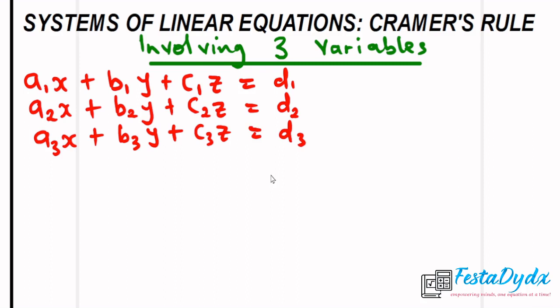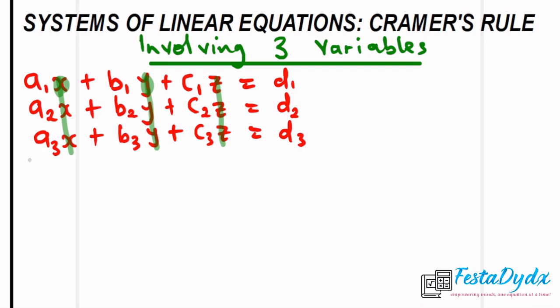So just like what we did in our last video, we are going to express this in matrix form. That's the next thing we have to do. For me to express this in matrix form, I'm going to be bringing out the coefficient of x, all the coefficients of y, all the coefficients of z. And what are the coefficients? They are a1, a2, a3, b1, b2, b3, and so on and so forth.